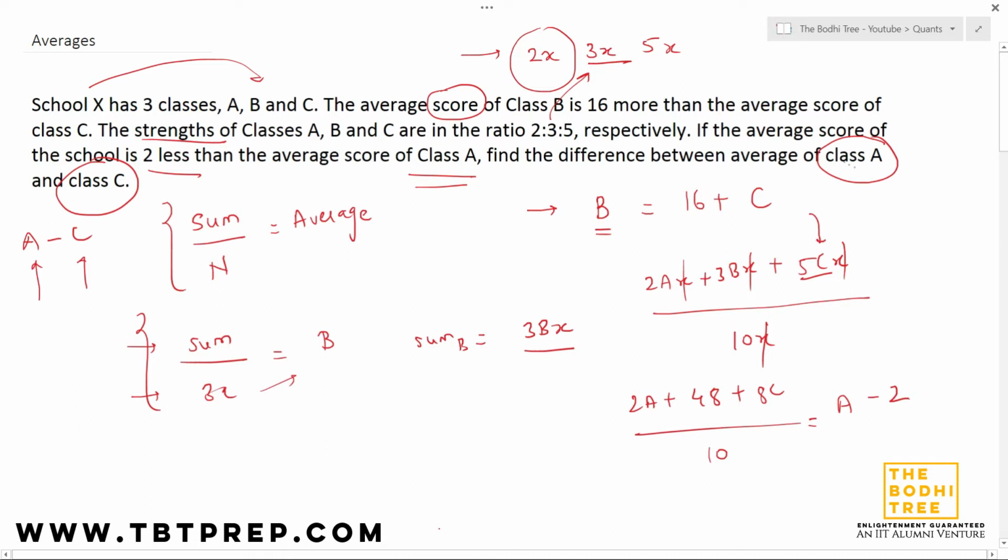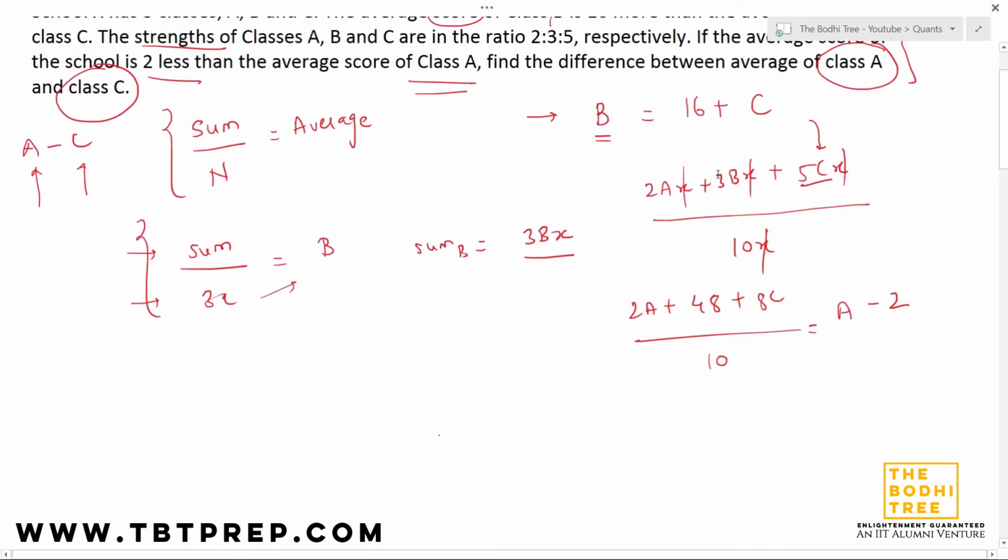Remember that. So we had already found out that they are asking us to find a relation between A and C, hence I substituted B with 16 plus C. So now directly we'll get the answer, because we anyway have to find a relation between A and C. So let's see what we get. 10A minus 20. So I get 2A plus 48 plus 8C, right?